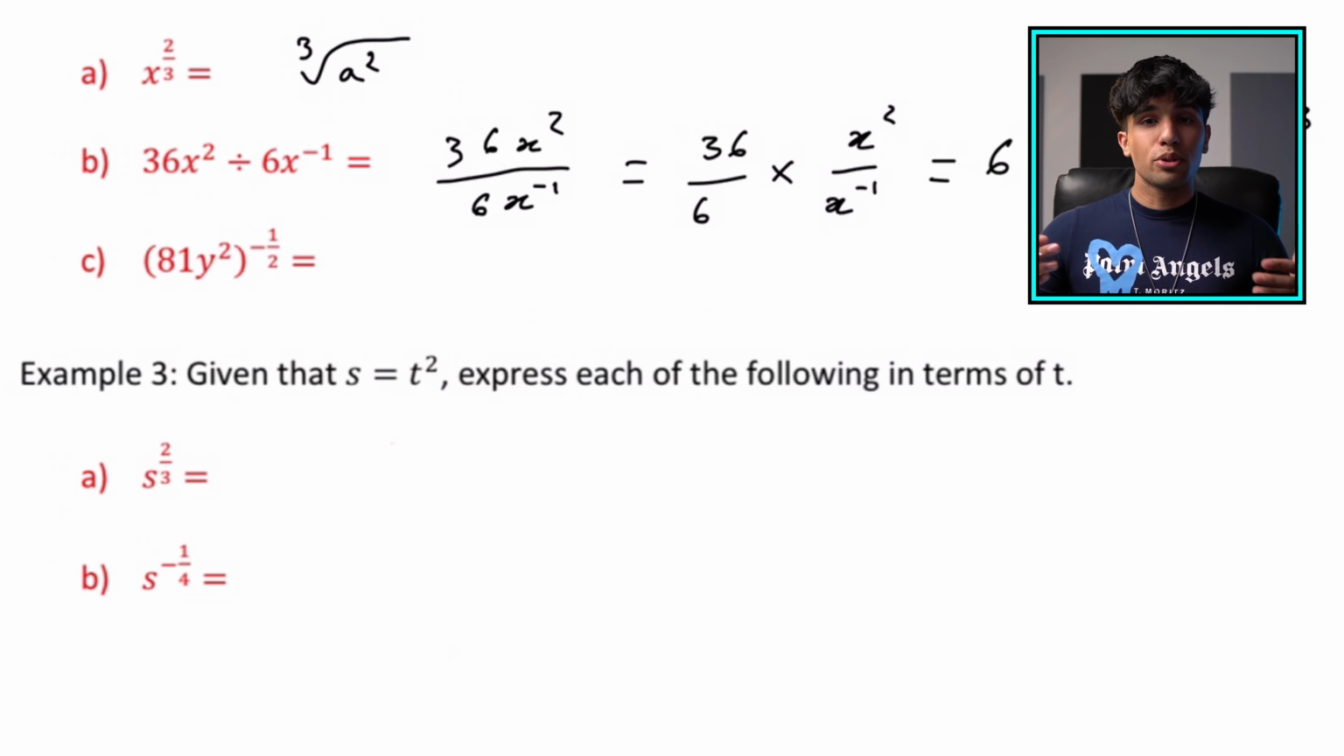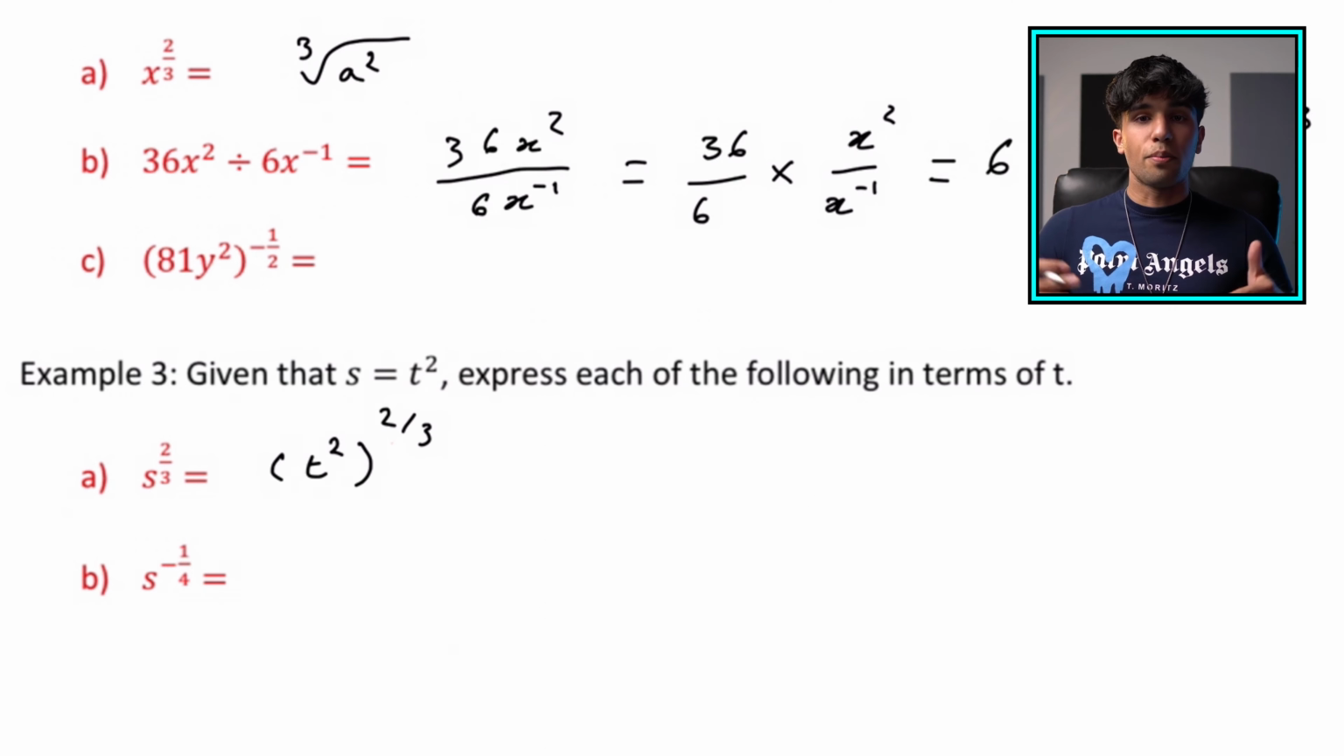In example 3, we're told that s is equal to t squared. This doesn't actually change that much. All we do is sub in t squared wherever we see an s. So for part A, instead of s to the power of 2/3, we have t squared to the power of 2/3. From here, we use our index laws, and we know we need to multiply our two indices together, giving us t to the power of 4/3.